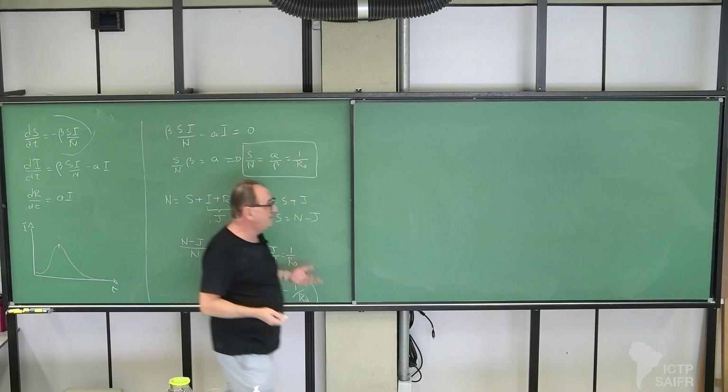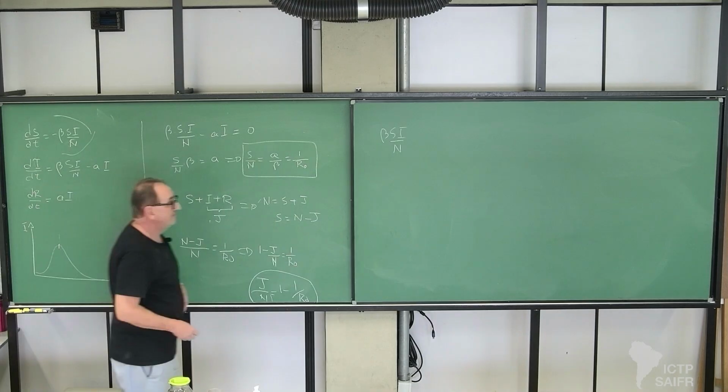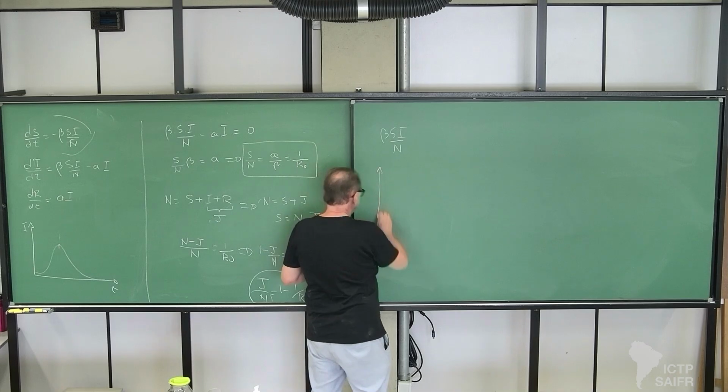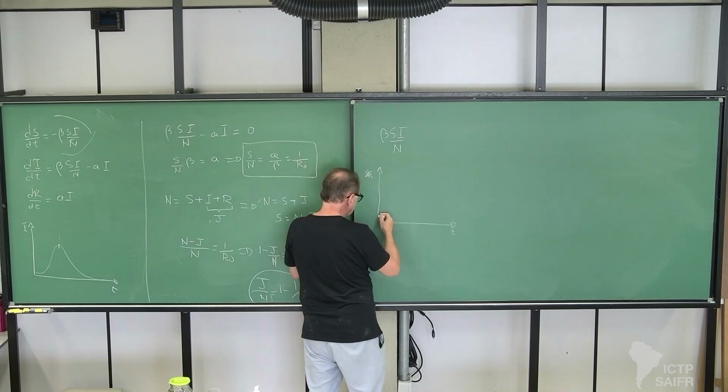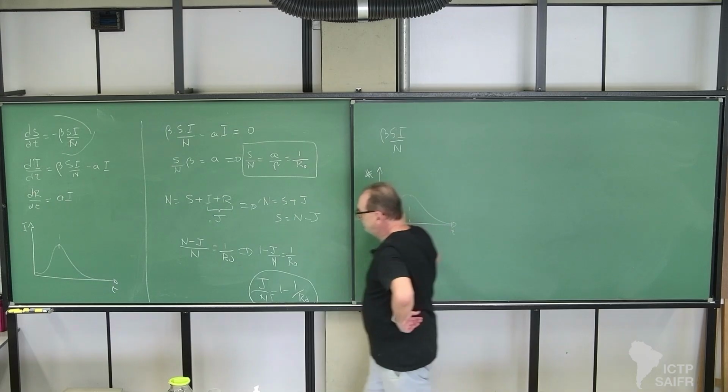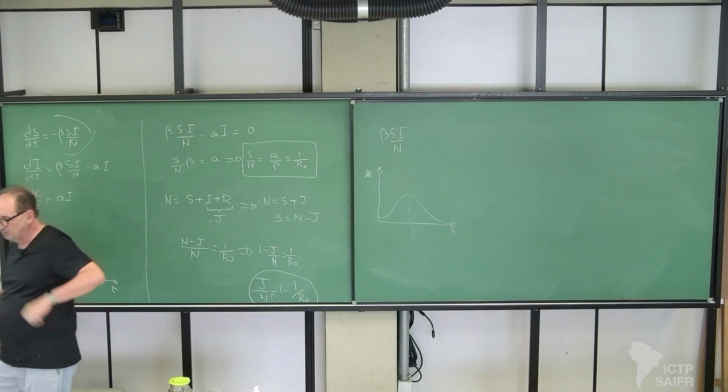Well, so now we want to know, and this will give you also a number of new cases. Well, maybe also something like this. And there will be a peak. Question: is this the same peak as before or not? Could be different. In order to know if this peak is the same as this peak, we have to find the maximum of this function.